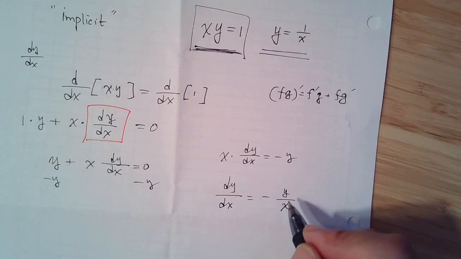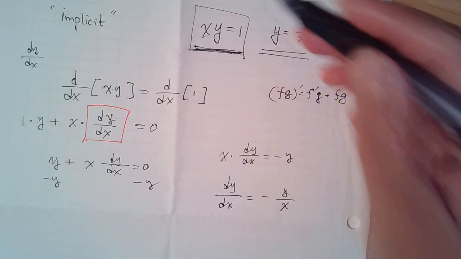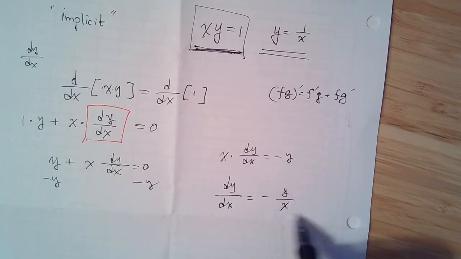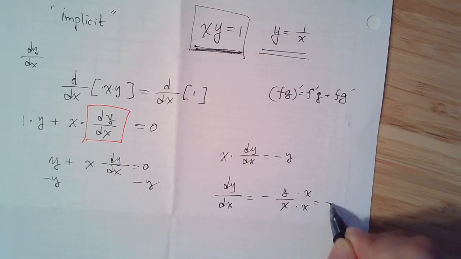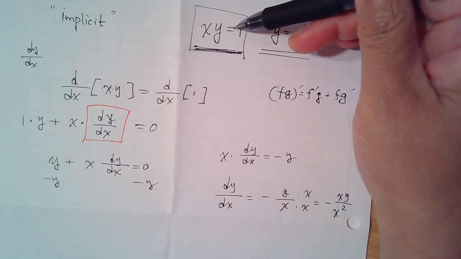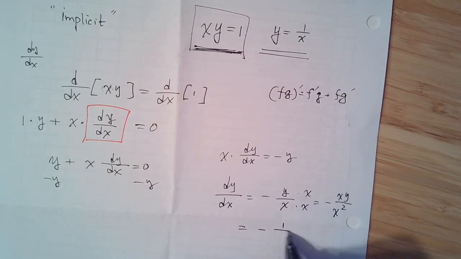Or if you don't really like it, you can look at your original equation. You have xy equals 1. So you might want something with just x. So you multiply the top and bottom by x. The top is going to be xy, the denominator is x squared. But given x times y is 1, the numerator is 1. Therefore, it should be negative 1 over x squared.